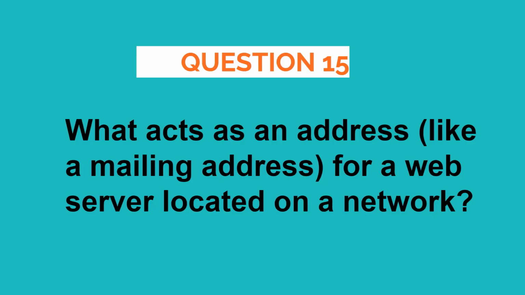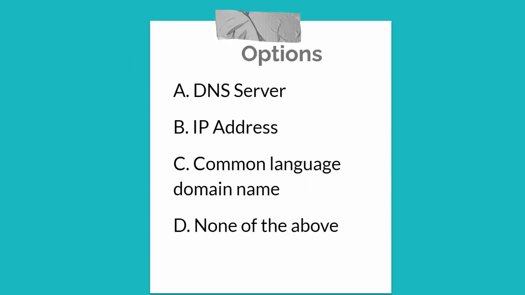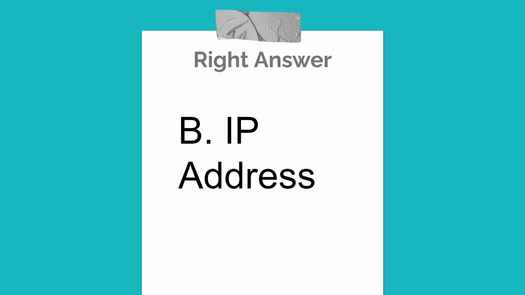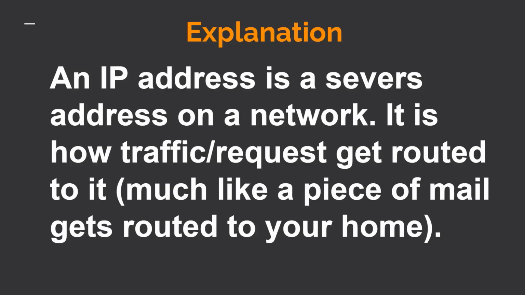Question 15. What acts as an address, like a mailing address, for a web server located on a network? Option A. DNS server, B. IP address, C. Common language domain name, D. None of the above. Right answer is B. IP address. Explanation: an IP address is a server's address on a network. It is how traffic/requests get routed to it, much like a piece of mail gets routed to your home.